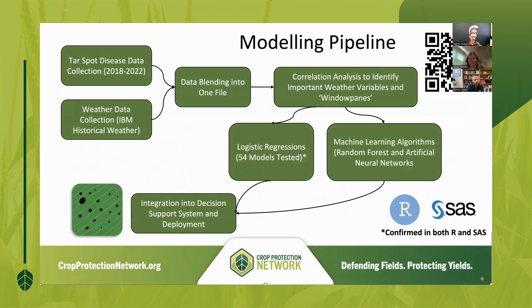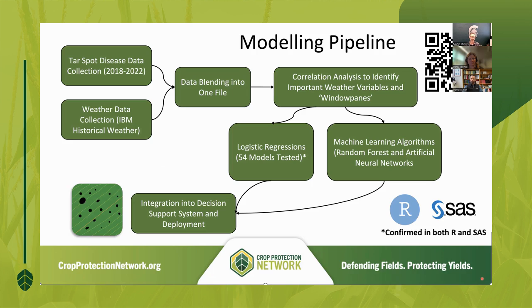So once we had all that tar spot data, we then had to blend the data together with some weather data. We were using IBM historical weather, a grid-based weather system from the cloud. We had GPS coordinates for all these commercial fields and small plot locations. We take that weather data, combine it with the disease data, and then we can do things like correlation analysis and look at window panes.